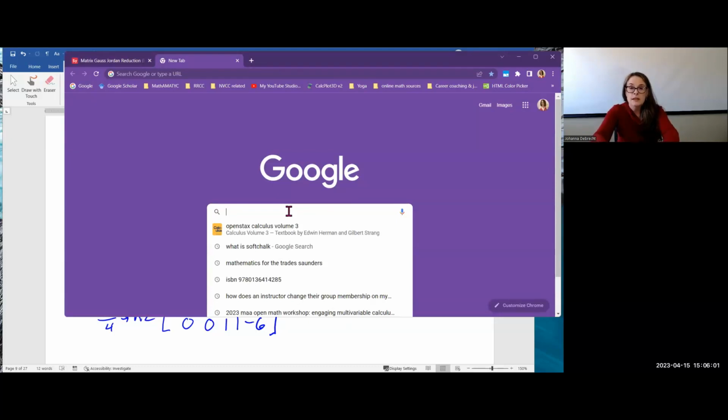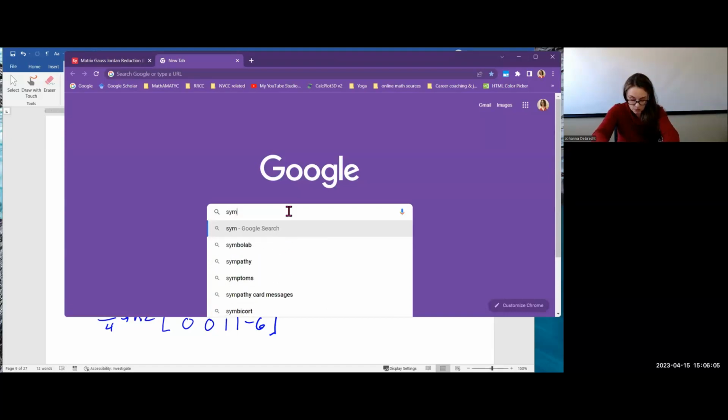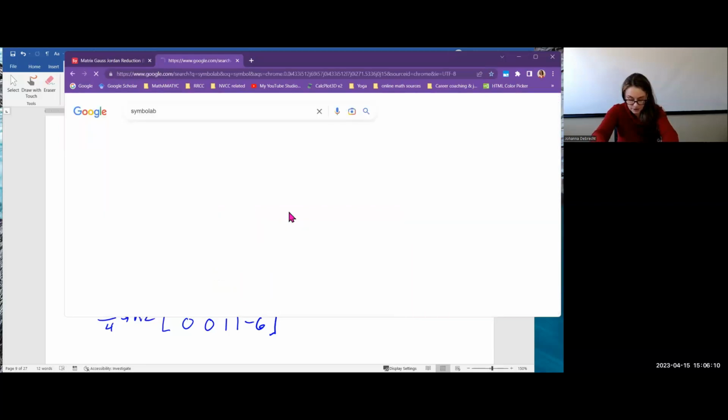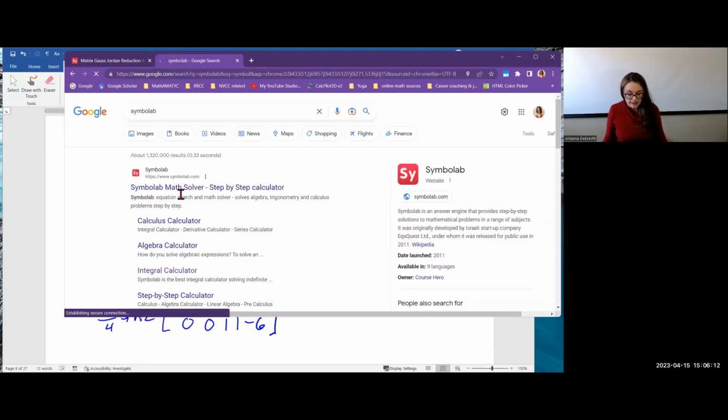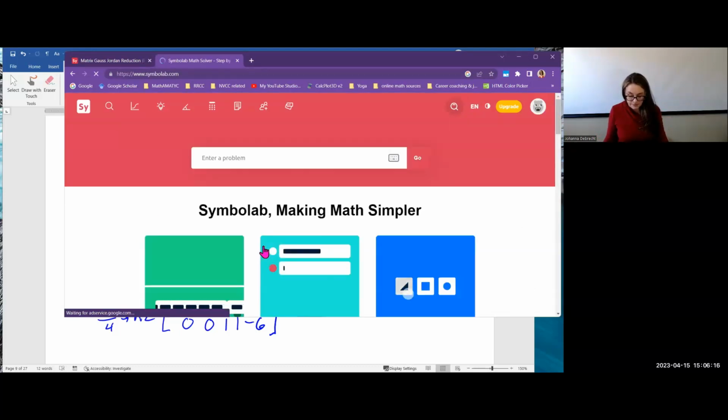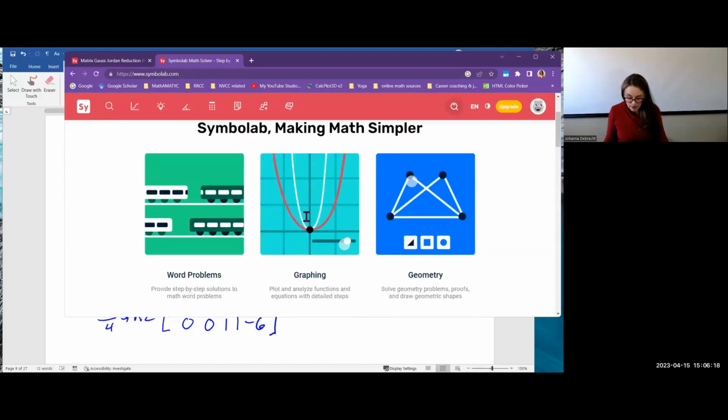So Symbol Lab, but with just one L. Just go into Google or whatever search engine you use, and you'll notice it popped up. I'm going to put in Symbol Lab, and it says Symbol Lab Math Solver. So I'm just going to click on that, and it's going to pop up.